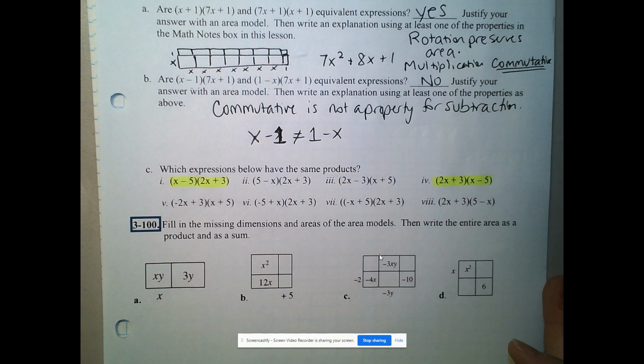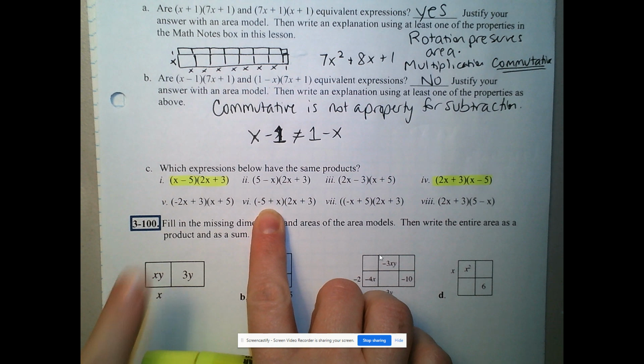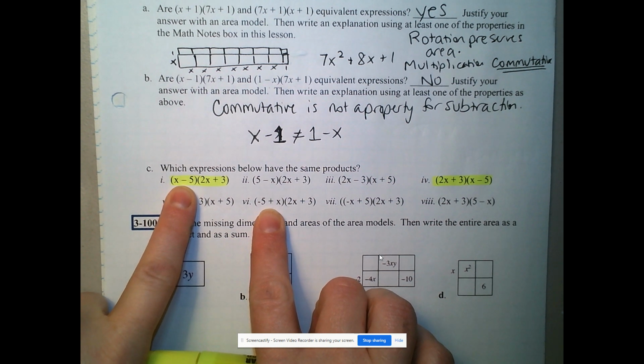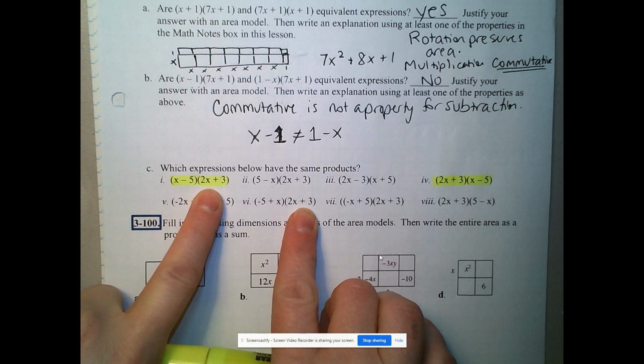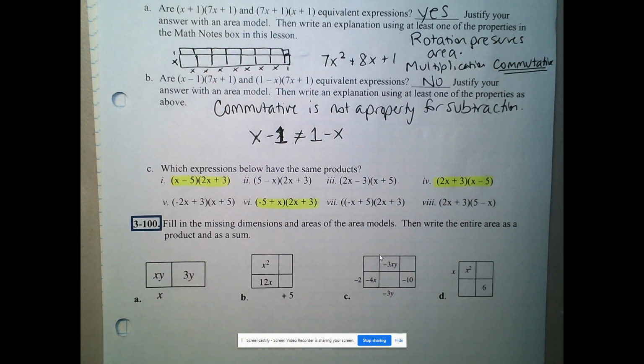Is there anything else that's got x minus 5 and a 2x plus 3? You actually have to be a little creative on this one. We've switched it to a negative 5 plus x, which is worth the same as x minus 5. We've also got 2x plus 3. So surprisingly, that one is worth the same. It'll have the same value because negative 5 and minus 5 are going to work the same.